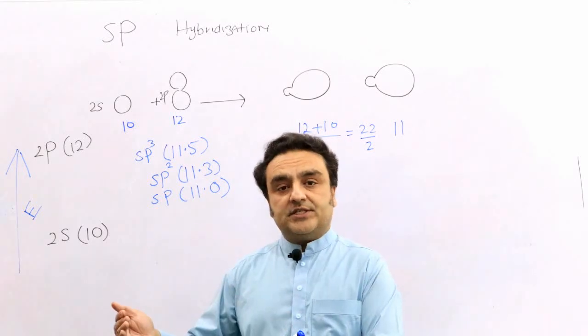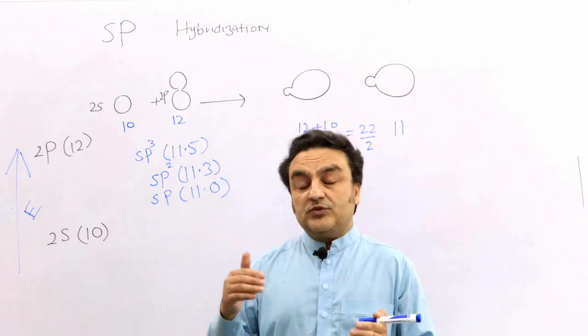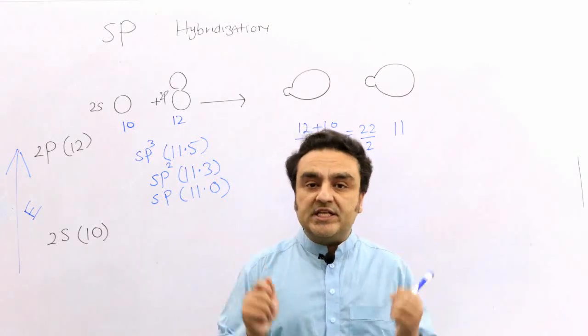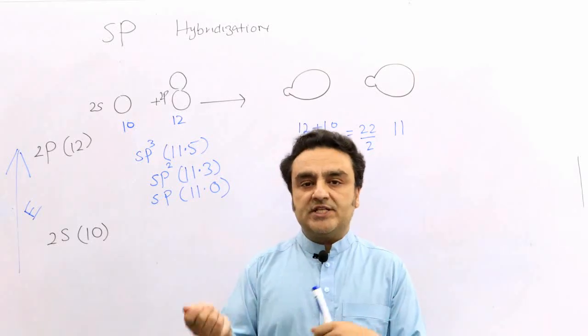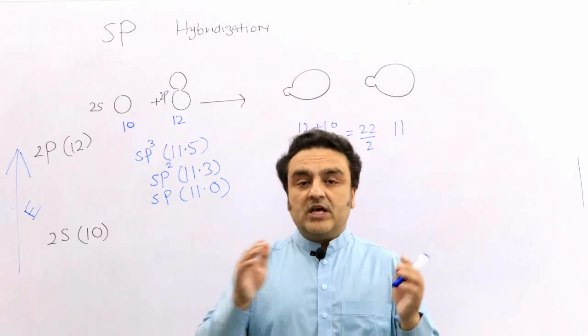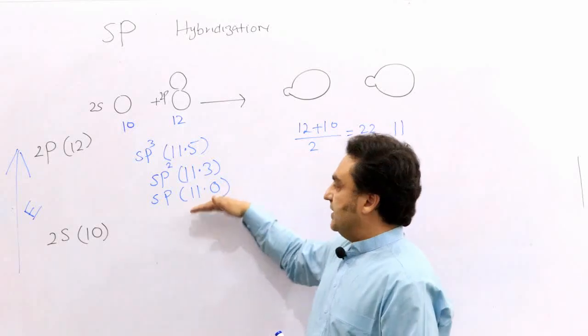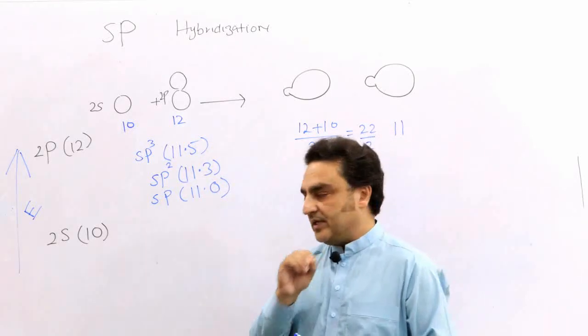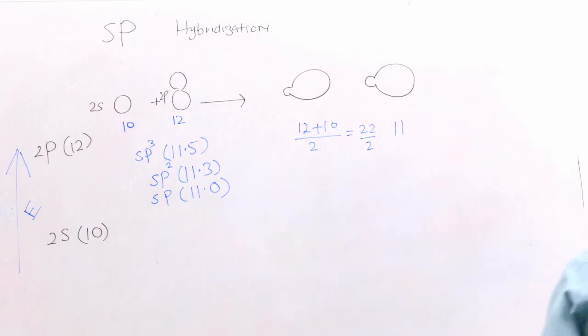Because these are the energies which will make us able to understand the reactivities of those molecules which have sp3 hybridized orbitals, sp2 hybridized orbitals or bonds, and sp hybridized orbitals or bonds. These are the things which will make us understand many concepts. So let's go to the sp hybridized orbital.